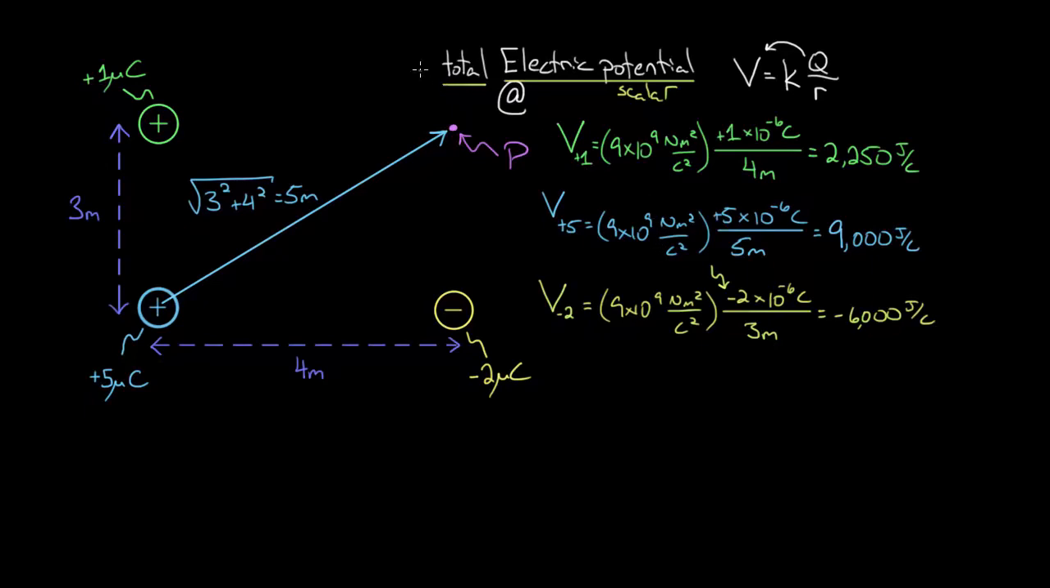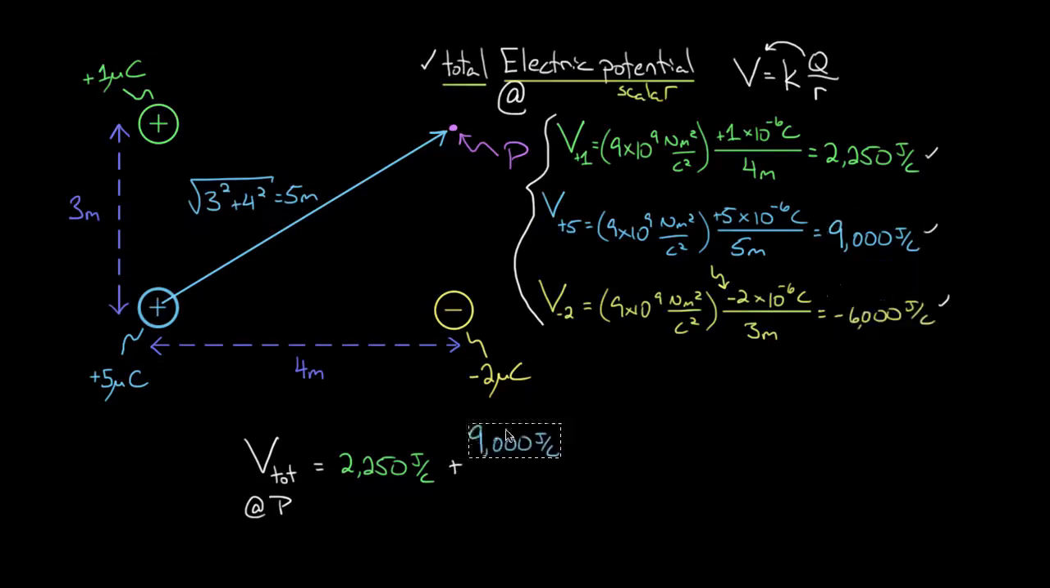So now we've got everything we need to find the total electric potential. Again, these are not vectors, so you can just literally add them all up. In other words, the total electric potential at point P will just be the values of all of the potentials created by each charge added up. So we'll have 2,250 joules per coulomb plus 9,000 joules per coulomb plus negative 6,000 joules per coulomb. And we could put parentheses around this so it doesn't look so awkward. So if you take 2,250 plus 9,000 minus 6,000, you get positive 5,250 joules per coulomb. So that's our answer.